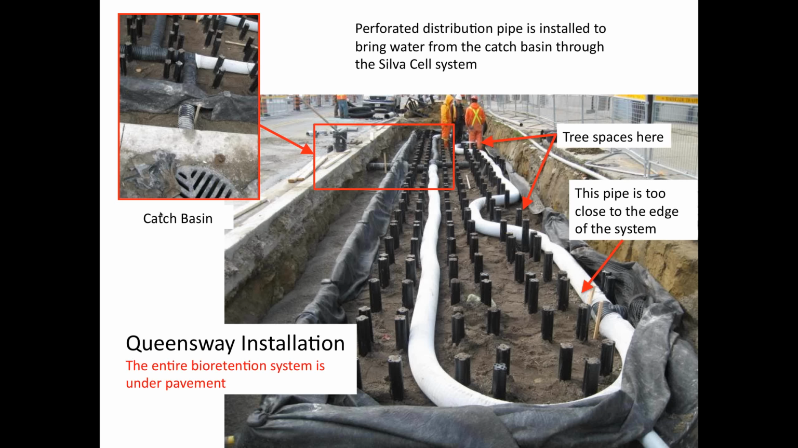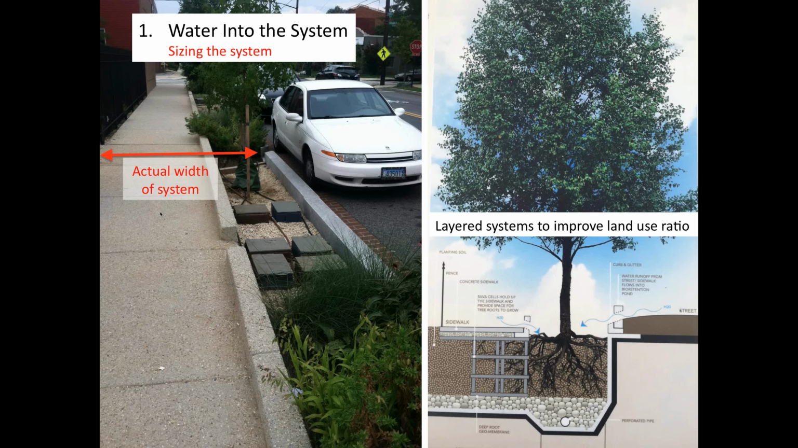We do not recommend putting filter cloth or impervious liners around these systems. Because these systems have to be quite large, and there's not all that much space in the urban environment, we've been using the silva cells to bring part of that soil underneath the sidewalk as a way of making the overall soil system much larger.